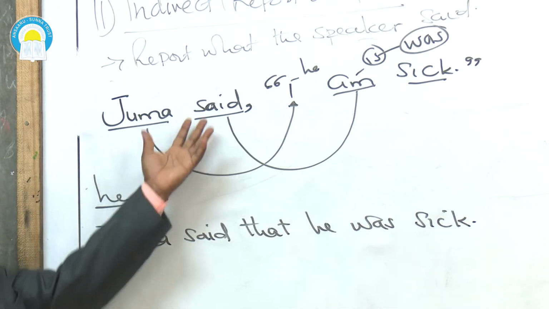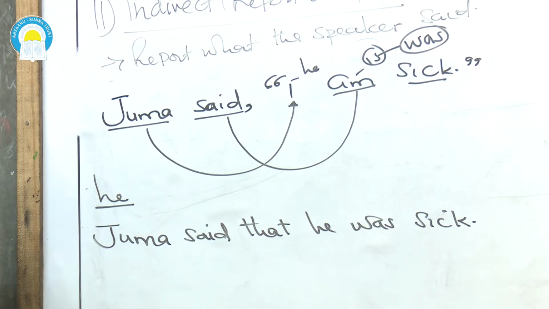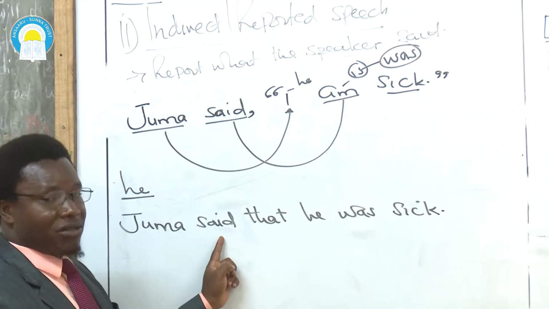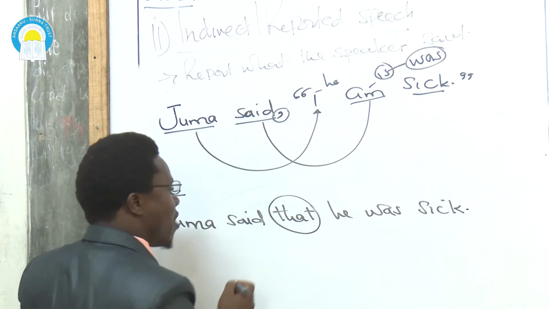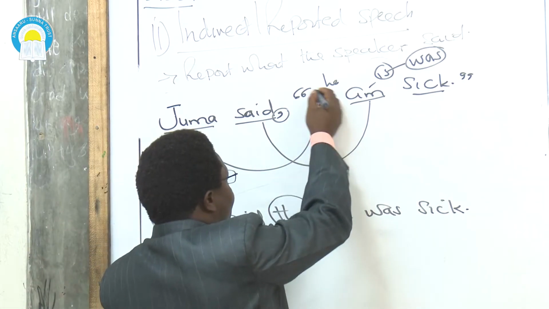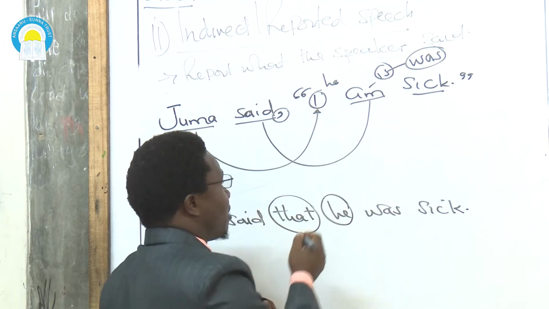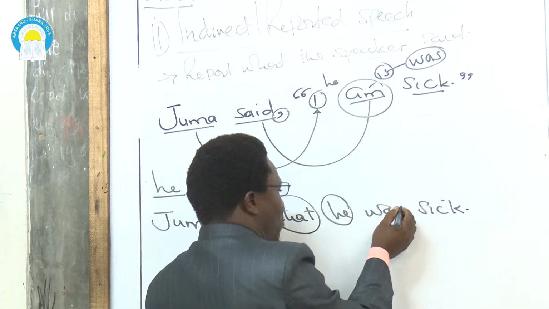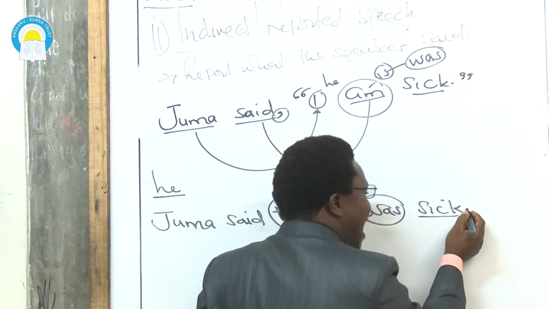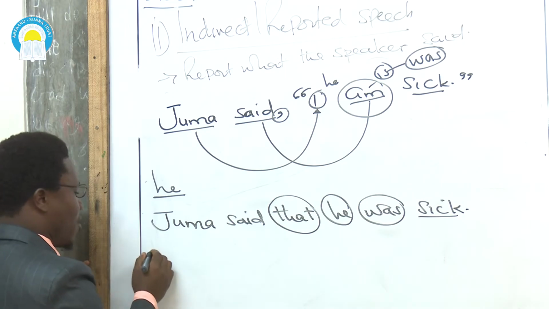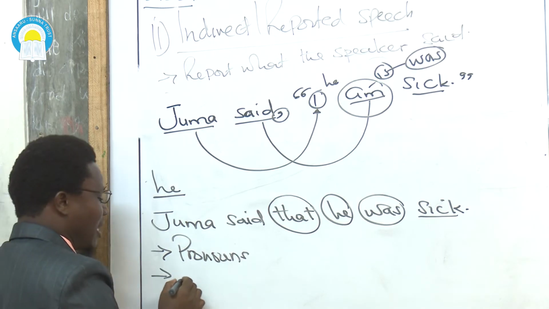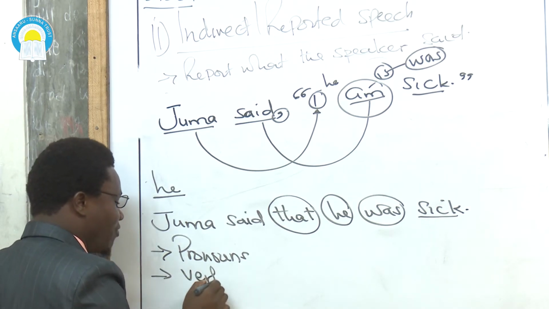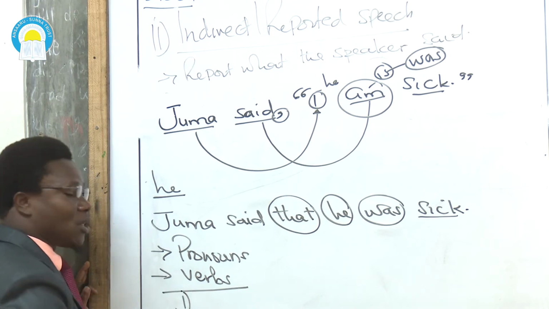If you look at the two sentences, there's a slight notable difference. Juma has been retained, said has been retained, a comma has been replaced by that. I replaced by he. Am replaced by was. And sick has remained. Therefore, there is a notable change in pronouns and there is a notable change in verbs. This leads us to the first rule.